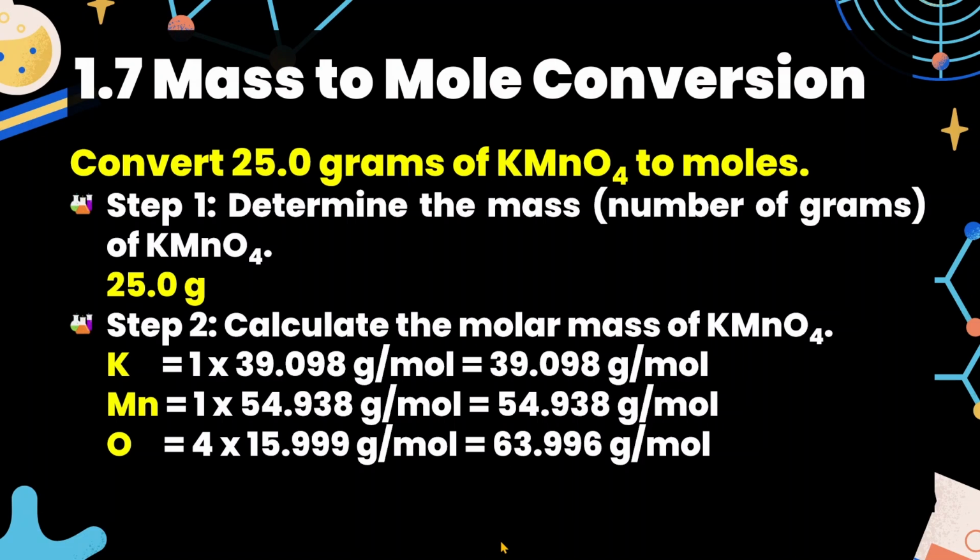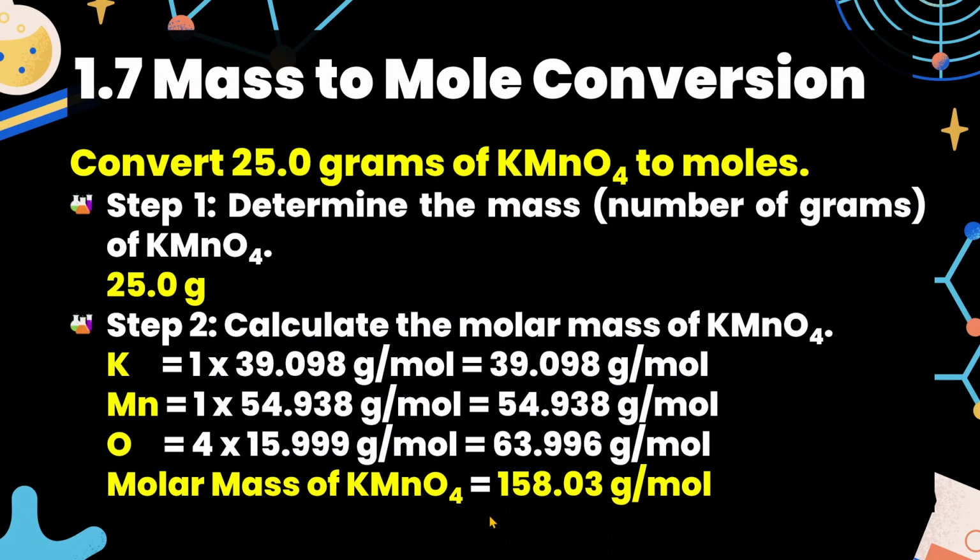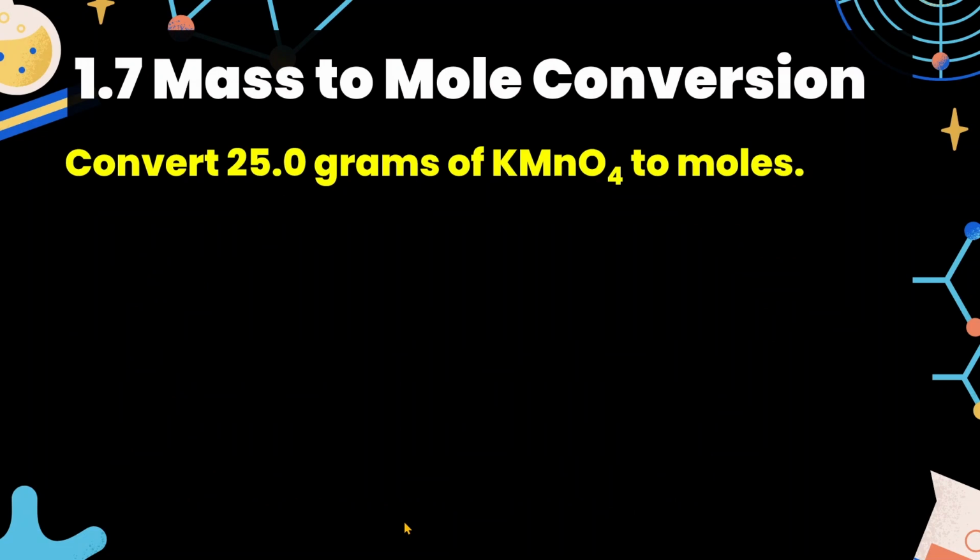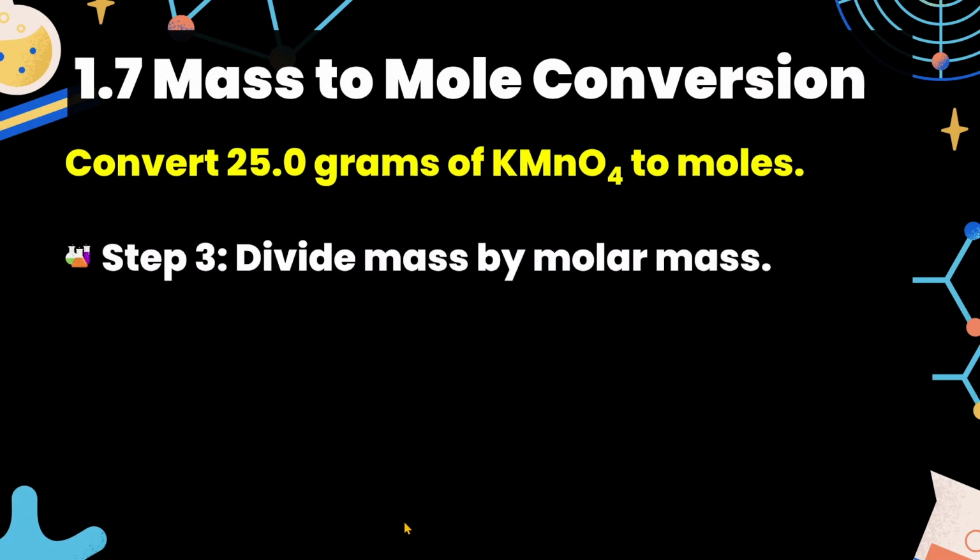After that, we just add all the masses. So 39.098 plus 54.938 plus 63.996 will get 158.03. The unit is grams per mole. After that, the last step is to divide mass by molar mass.